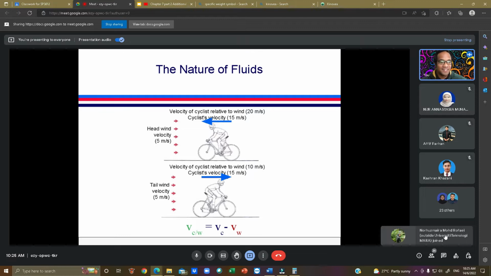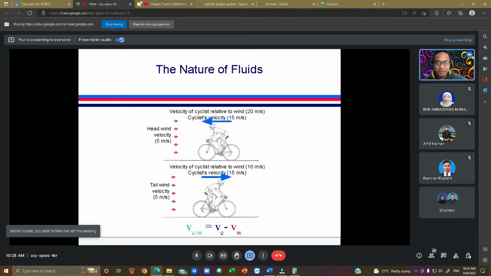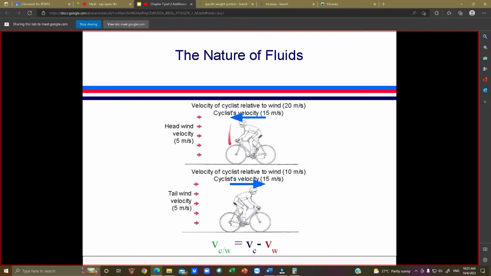Any question? Okay. So yang first ni kan, the velocity of the cyclist relative to wind means that the force being given by the cyclist is actually to produce 20 meter per second of velocity. However, since there is a headwind, the cyclist velocity now just becomes 15 meter per second instead of 20. Okay, kalau kita terjemahkan dekat dalam pengiraan, it will become something like this.